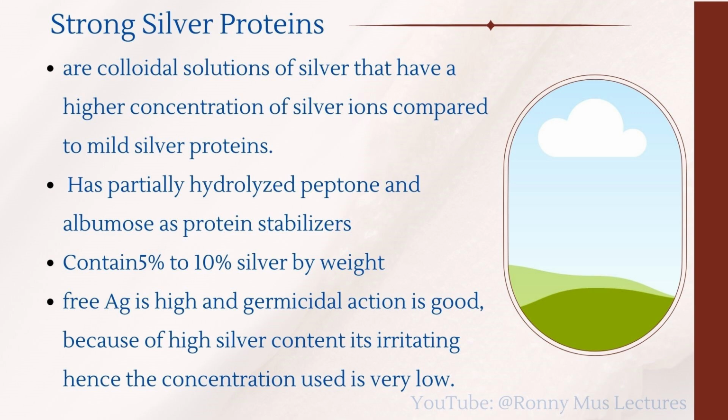And then compared to mild silver proteins, the concentration of free silver is high, and the germicidal action is also good. Why? Because of the high silver content. However, this can be irritating. Hence, when you're choosing the concentration, you have to ensure that it is low.